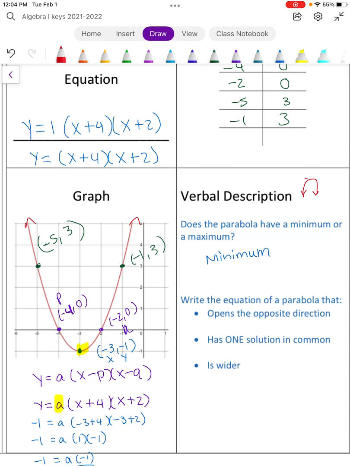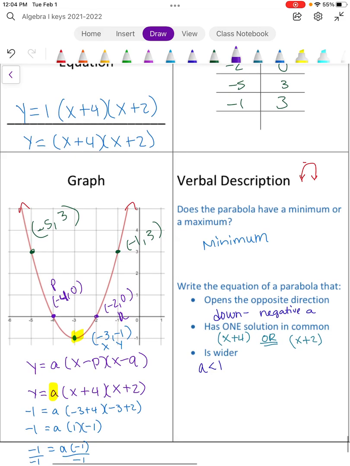We also want to write the equation of a parabola that opens the opposite direction. So since this one was opening up, we want it to open down. So we're going to need a negative a value. Has one solution in common. So our solutions were -4 and -2, so we want to use x plus 4 or x plus 2, one or the other. And then is wider. So since our a value is 1, we need an a value less than 1.